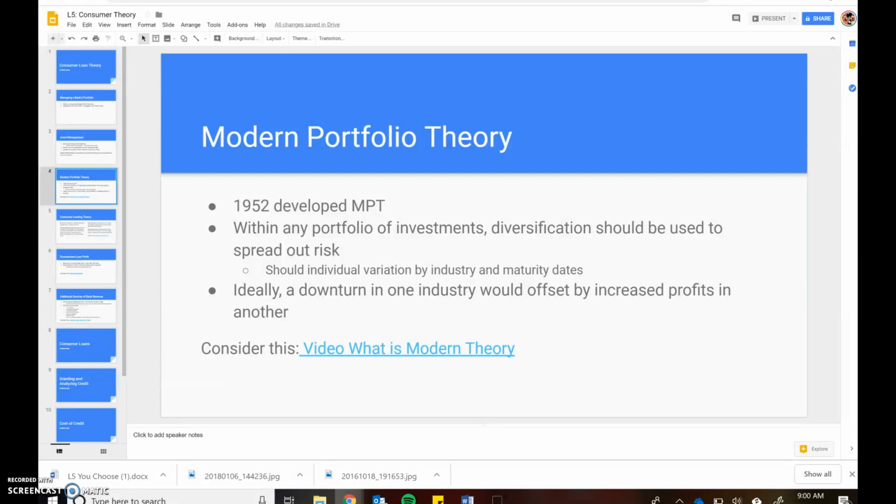Ideally, a downturn in one industry, which leads to reduced profits in that industry, would be offset by increased profits in a different industry. In this way, a relatively stable level of return can be achieved within a diversified portfolio. But some people don't believe in this, and so I would consider watching this video on what is modern portfolio theory.